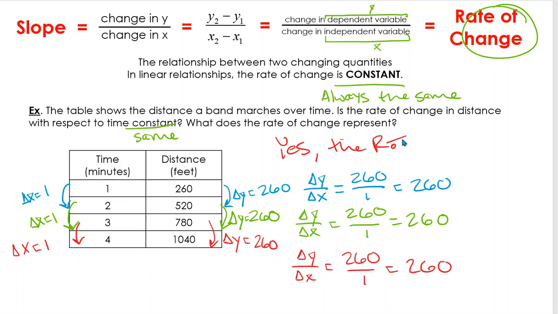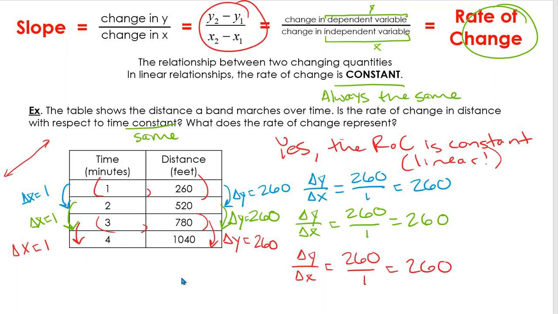I'm going to abbreviate: the rate of change is constant, which means that this relationship is linear. So if I were to graph this, it would be a line, and since it's positive, our line would be increasing with a positive slope. And this means that for every minute that goes by, the band marches 260 feet. So if we wanted to find the slope of this, I can just treat each row in the table as an ordered pair. It doesn't matter which two I pick, and we can use that slope formula to find the rate of change or the slope.